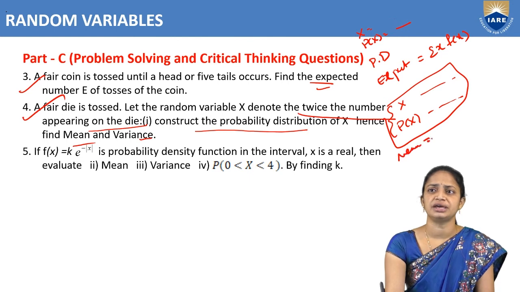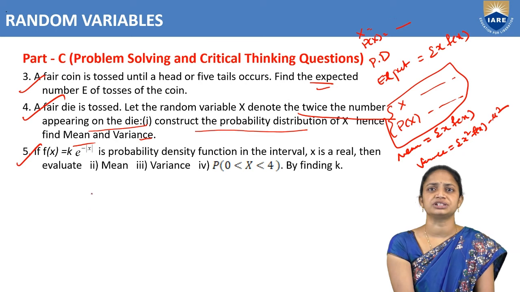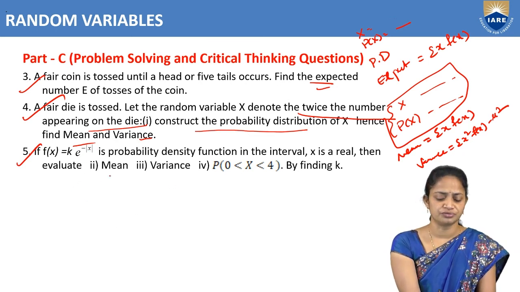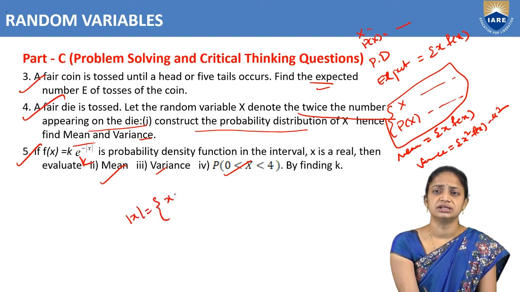Hence find mean and variance. The mean formula is summation x into f of x, and the variance formula is summation x square f of x minus mu square. Now coming to the next question, f of x equal to k e power minus modulus of x. First of all we need to calculate k value, evaluate k. Then mean, variance, and also find this one. The important thing to remember here is modulus of x equal to x where x greater than 0.